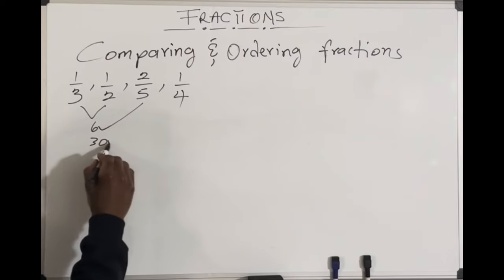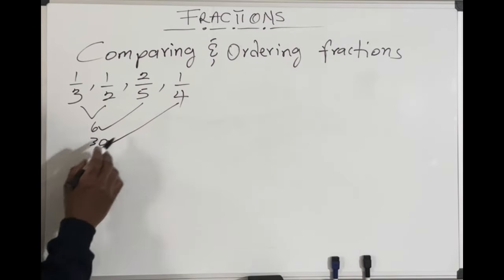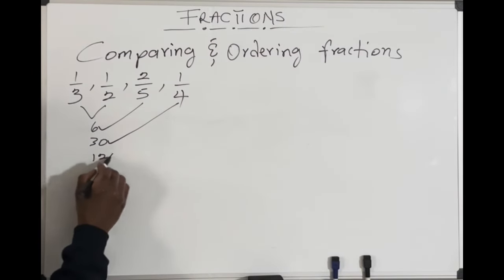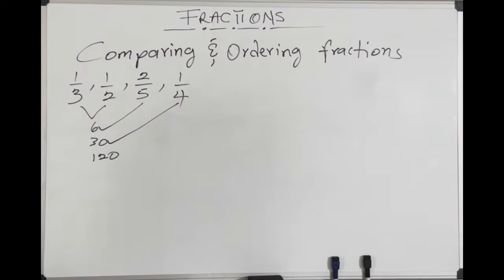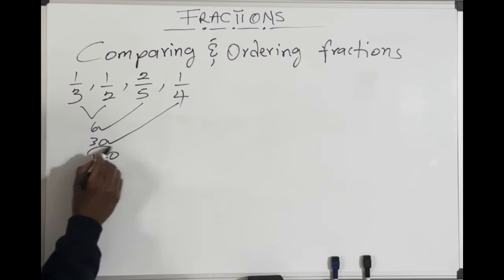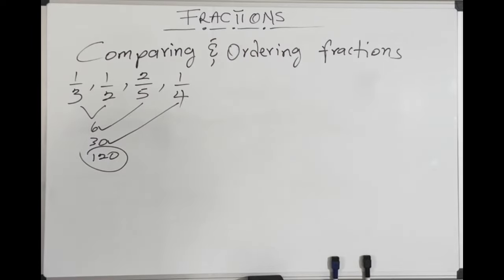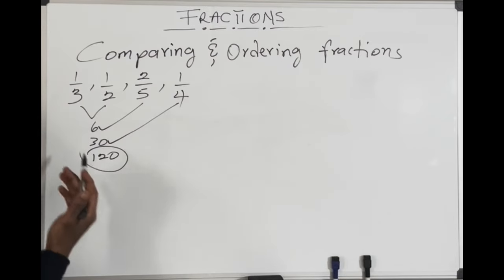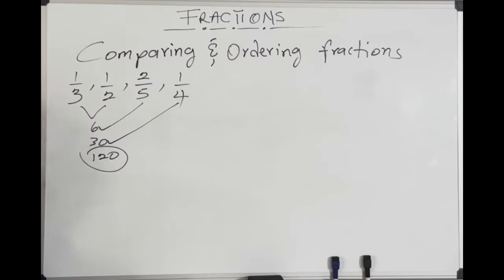30. And then 30 multiplied by 4 gives what? 120. Okay? All right. So right now we have the same common denominator, which is what? 120. Okay? All right. And then we move on to what number multiplied by this 3 will give you the 120. When we get that number, we multiply it with the denominator.